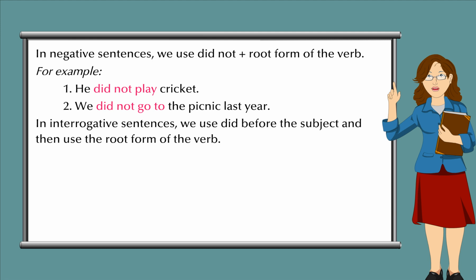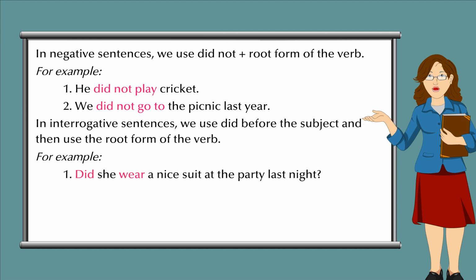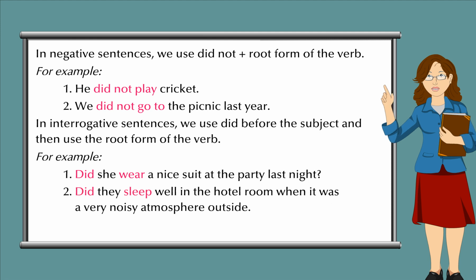In interrogative sentences, we use did before the subject and then use the root form of the verb. For example, number 1. Did she wear a nice suit at the party last night? 2. Did they sleep well in the hotel room when it was a very noisy atmosphere outside?